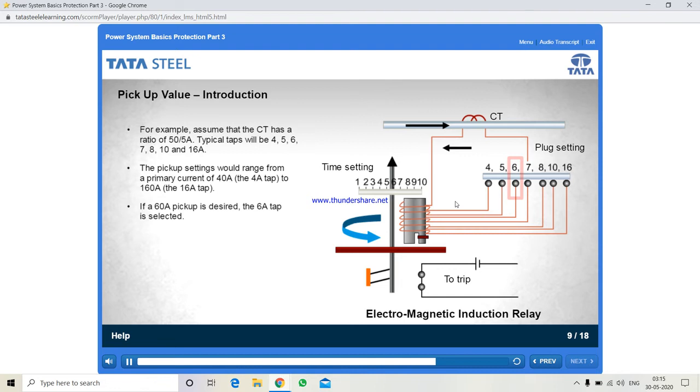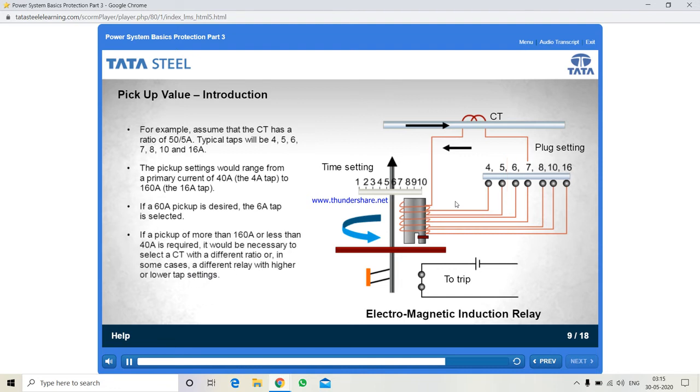If a pickup of more than 160 ampere or less than 40 ampere is required, it would be necessary to select a CT with a different ratio or in some cases a different relay with higher or lower tap settings.